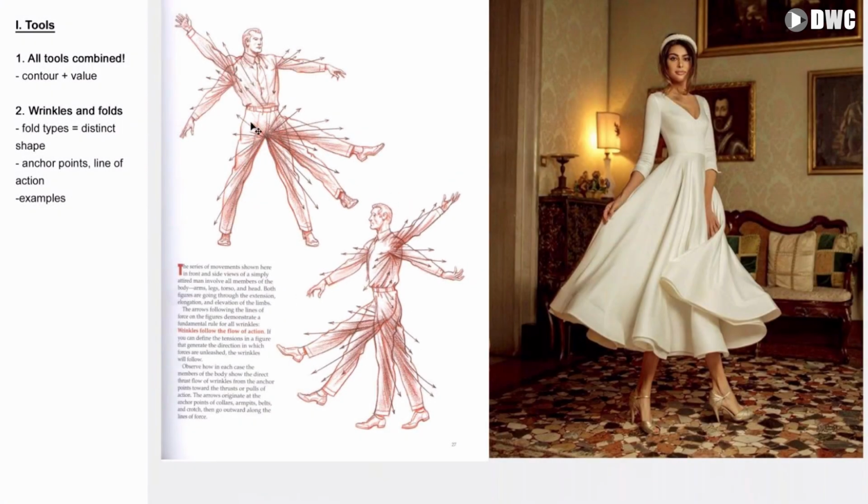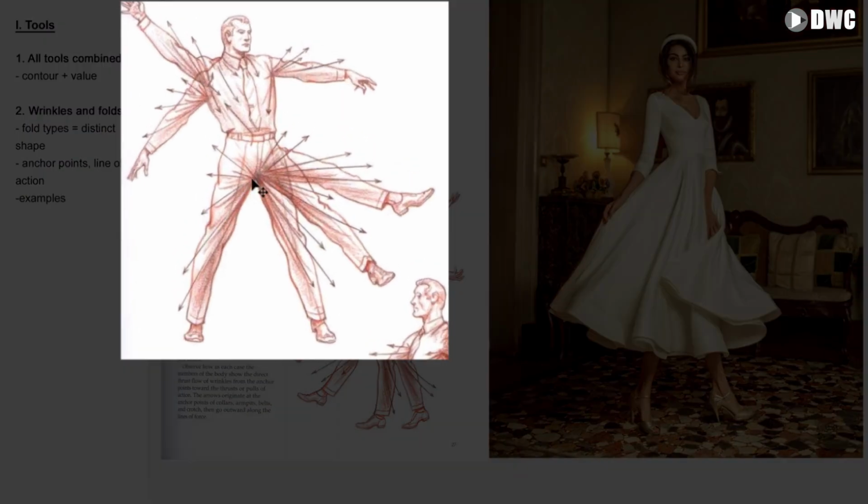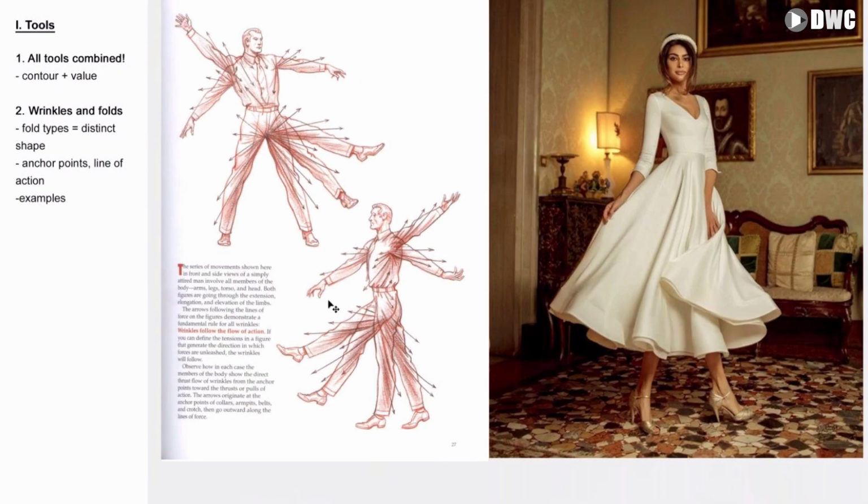So if you look at the man's crotch, for example, in this example on the left, the wrinkles tend to converge at the crotch. The armpit, like I mentioned, wrinkles in the arm will converge at the armpit. Even things like the back of the knee, when you bend the knee, those types of folds will converge. So those anchor points are areas where the lines of the wrinkles will converge.